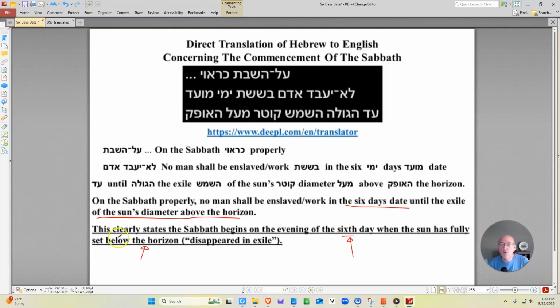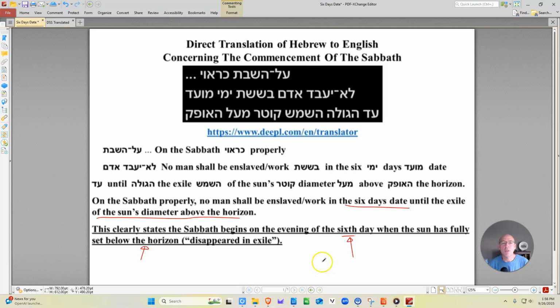But I don't see how you can get this telling us that the Sabbath begins clearly on the evening of the sixth day when the sun has set below the horizon, because it should be that the Sabbath begins on the evening of the seventh day when the sun has fully set below the horizon. In his construct, because he is working from an evening to evening construct, that evening of the seventh day is the first part of a seventh day.